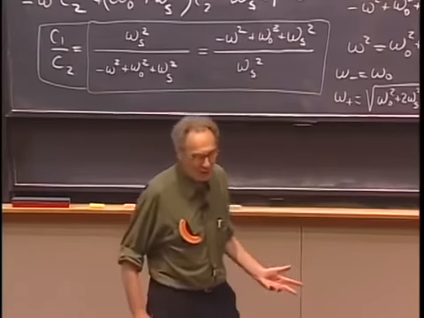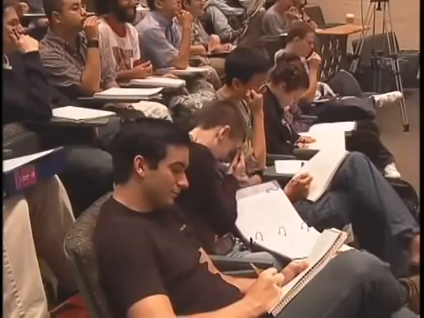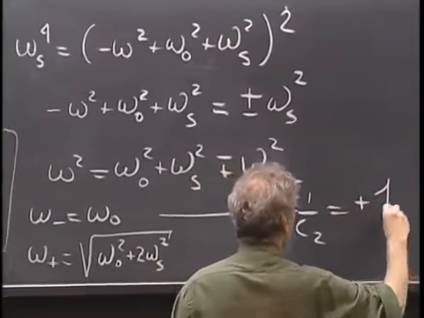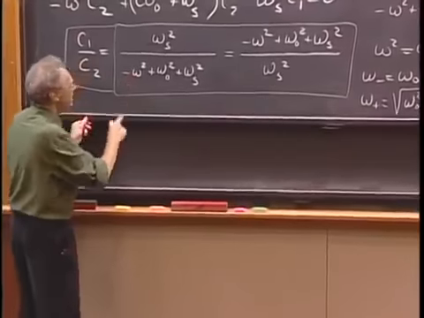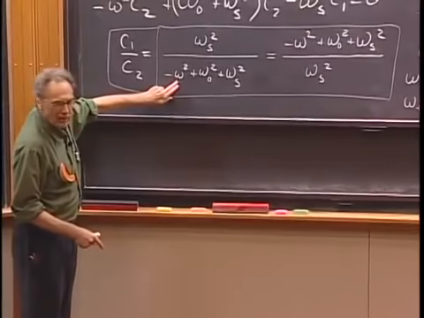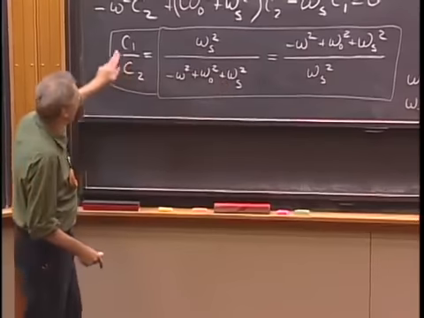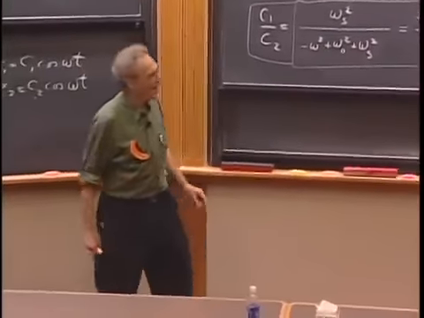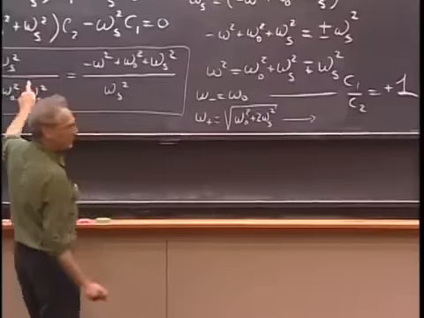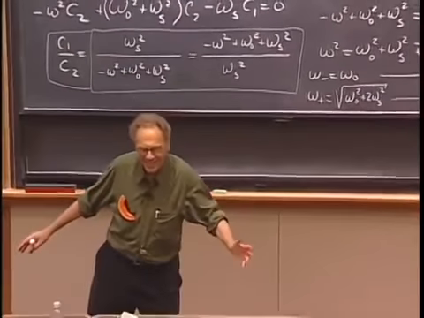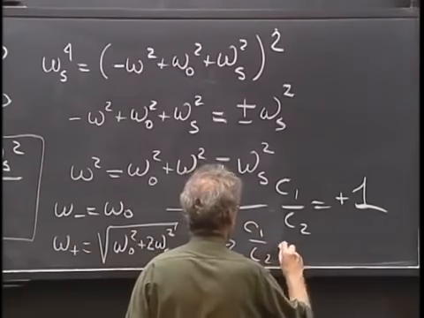Plus 1. Not even 1, plus 1. So you get C1 over C2 is plus 1. If you take this omega 0 and you put it in here, you get omega 0 squared with a minus sign. With a plus sign, you have omega s squared divided by omega s squared, that is plus 1. And now you take the second solution and you put it in here. What do you think you're going to find? Minus 1. C1 over C2 is now -1.